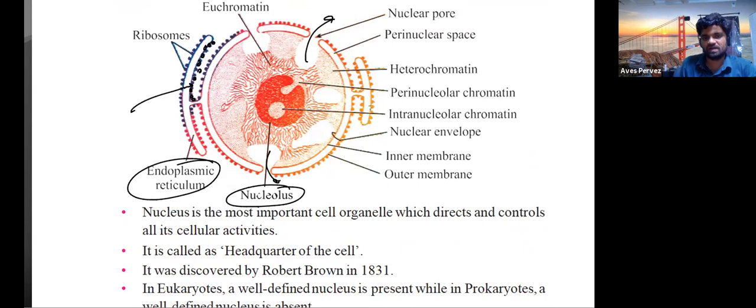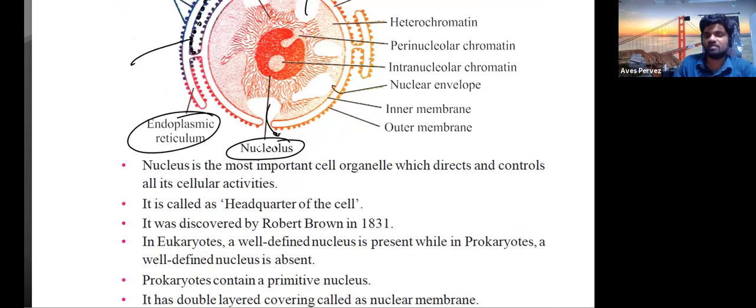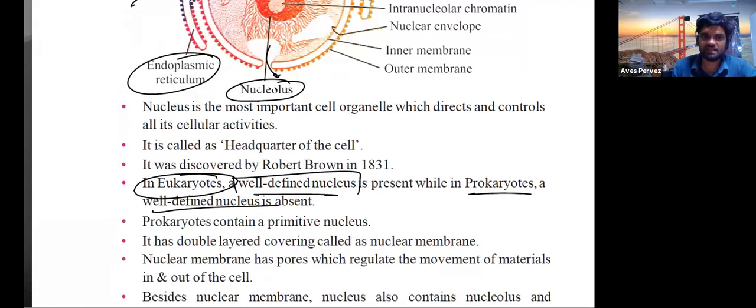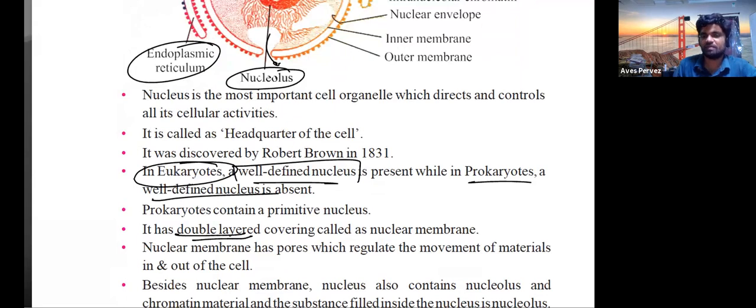It is the headquarters of the cell, and it was discovered by Robert Brown in 1831. A well-defined nucleus is present only in eukaryotic cells and is absent in prokaryotic cells. It has a double-layer covering called the nuclear membrane. Nuclear membranes have pores which regulate movement, the nuclear pores we saw in the video, from which the ribosomes were coming.